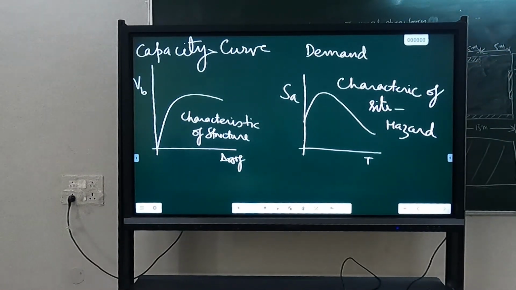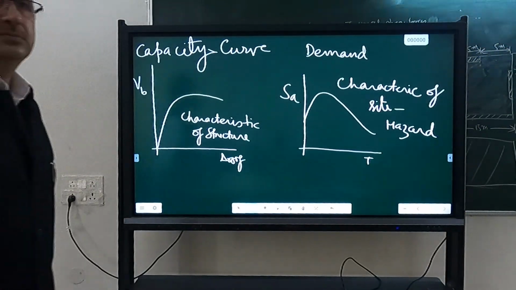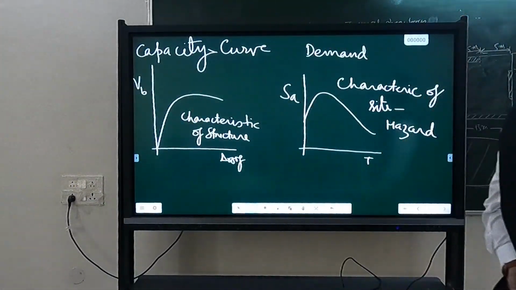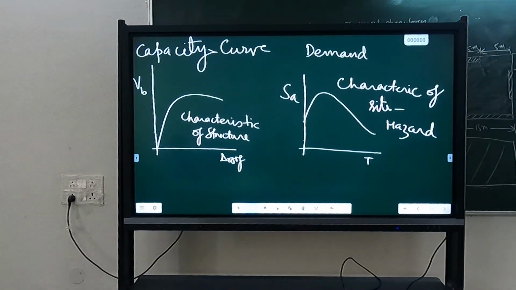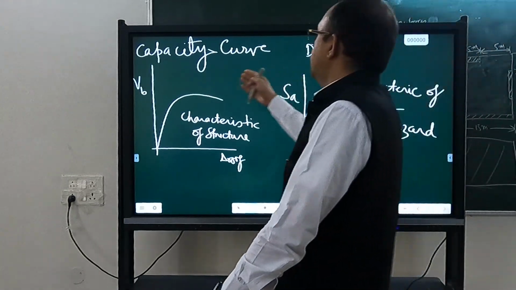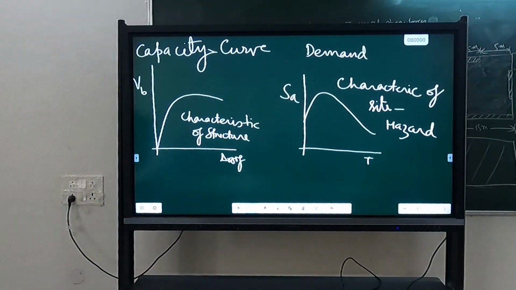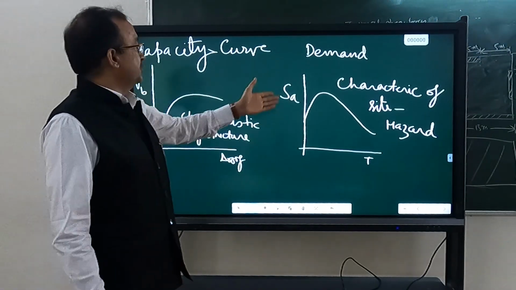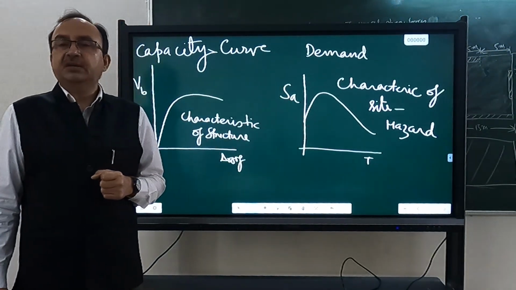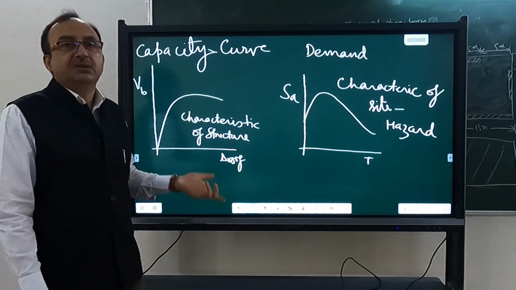So we know the capacity and demand both. We have to compare those, whether the capacity is adequate to meet this demand or not. How can we compare? Do you see any problem in comparison? Can we compare this with this? No. Why not? Because the axes are different. This is in base shear versus delta roof, this is SA versus T. So let us see, is there any relationship between these?